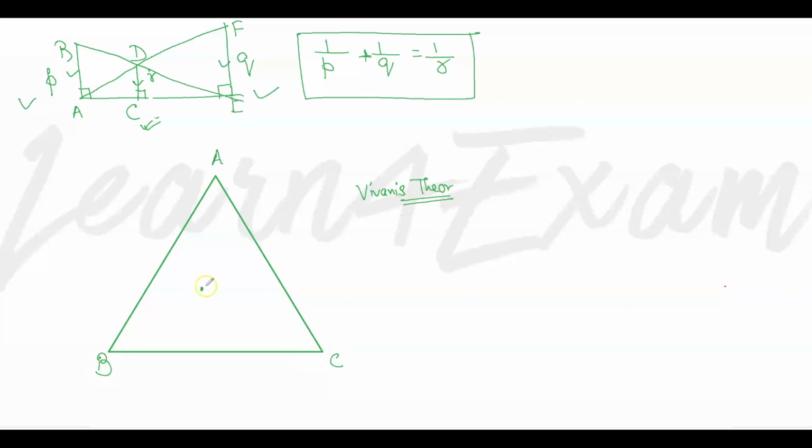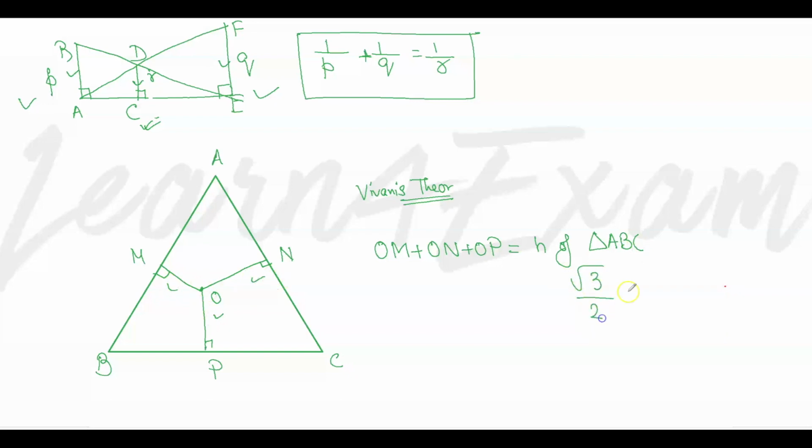It can be anywhere. If I draw three perpendiculars to the three sides, let this be O, this be M, this be N, this be P, then the length of OM + ON + OP is equal to the height of triangle ABC. The length of these three lines is equal to the height of the equilateral triangle, and we all know that it's equal to root 3 by 2 into a. Now, if that's done, what else would we do now?